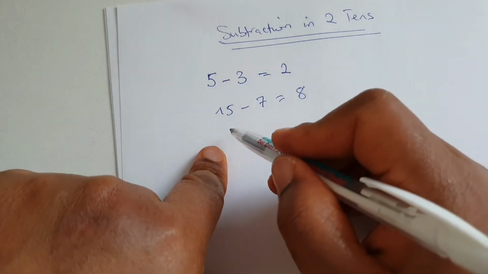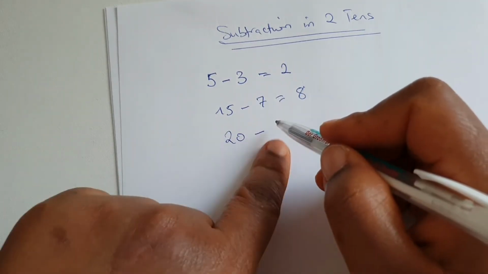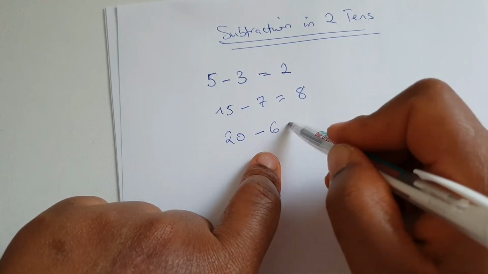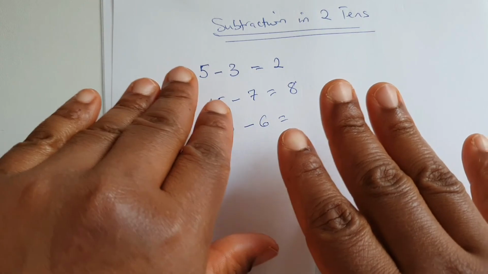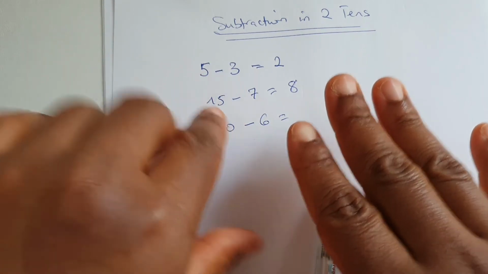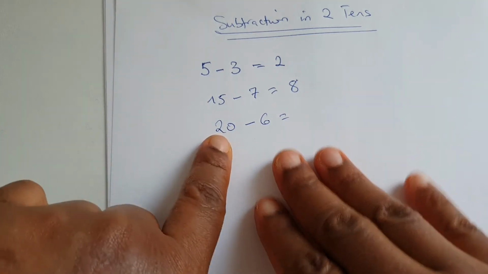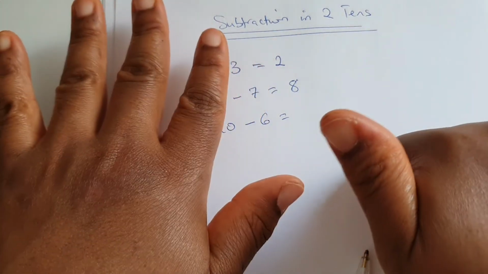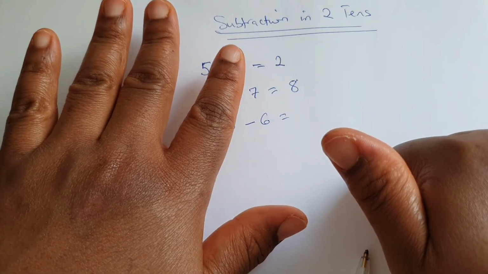Now I have 20 and I have to take away 6. Again, I cannot use both my fingers and my toes. So all I have to do is take this 20 and show also my 6 fingers, and I'll count backwards all over again.